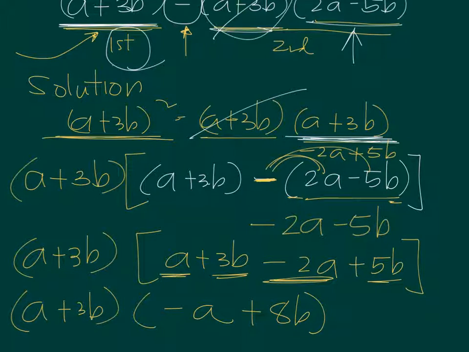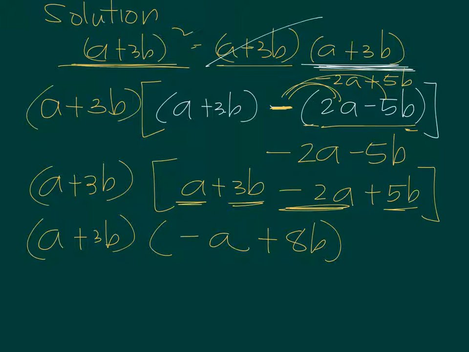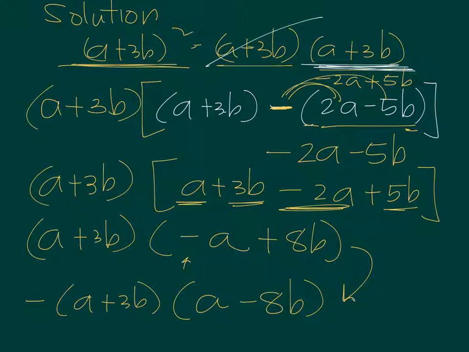And then this is already the factored form, but if you want to make the a positive, you can factor out this negative sign. You can write it before the a + 3b, and then the negative a turns into a positive a, while the 8b will turn into a negative 8b. So the other form is negative of (a + 3b) times (a − 8b). But this is already acceptable, just in case you have written your answer in this form.